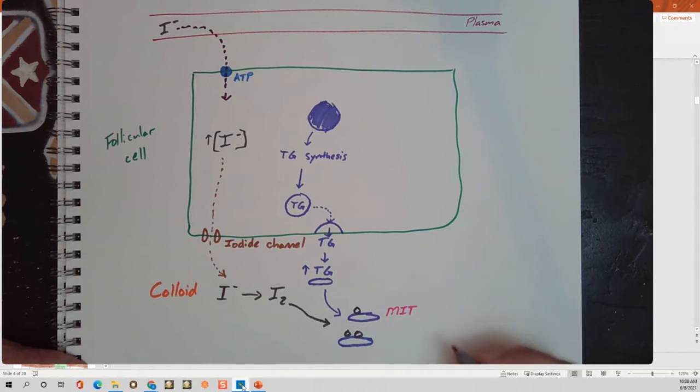MIT. And this one down here is diiodo. So this one down here is a DIT. I got an MIT and a DIT.